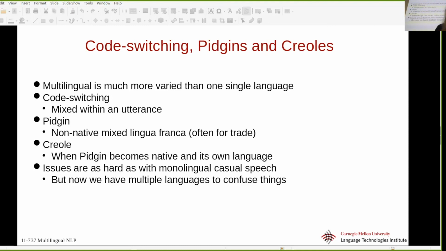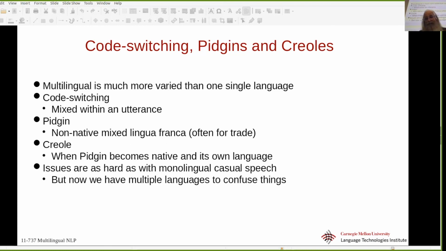Finally, code switching, Pidgins and Creoles. Multilingual is much more varied than just one single language. Code switching is mixed within the utterances. That's probably the best way to define it. A Pidgin is a non-native, mixed lingua franca. So nobody is speaking it natively, it's a bunch of non-natives speaking it. Creoles are when a Pidgin becomes native in its own language, which means kids are speaking it natively. And you're probably talking about 2 or 3 generations before that's really going to move through an area. The issues are still very hard.